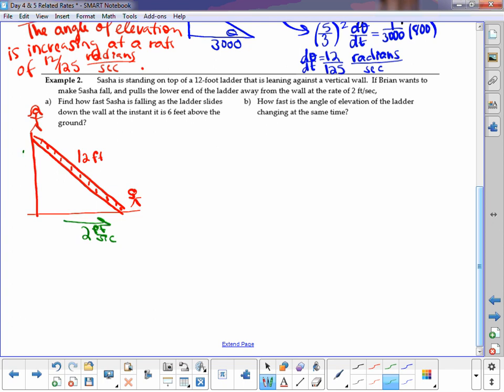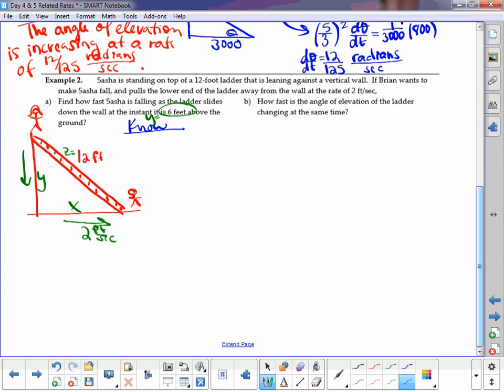So we have our ladder coming down, and we're looking at the moment in time when it is 6 feet above the ground. What is that 6 feet going to represent? Which variable? How about we throw in some variables: x, y, let's go with z again. Which variable is that 6 feet representing? y. Good, y. So specifically when y is 6. And what are we wanting to find here? How fast Sasha's falling as the ladder goes down. So what rate would that be? dy/dt. Okay, let's write out what we know.